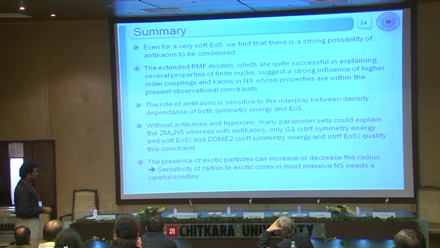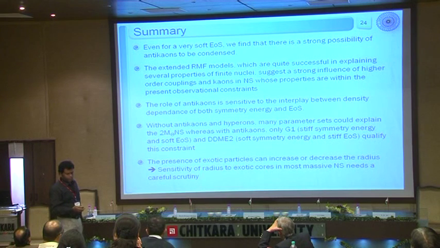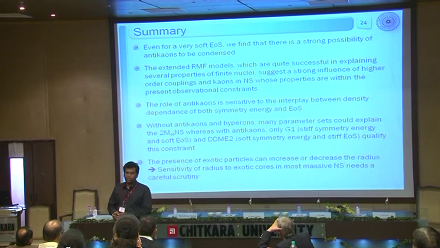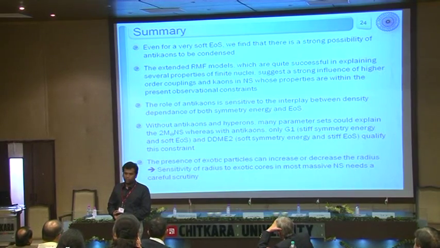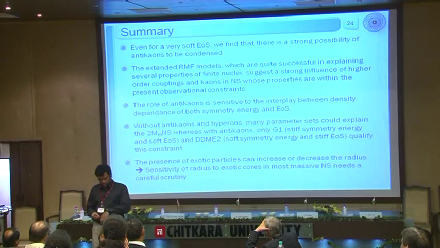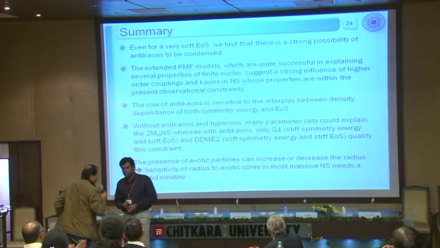So the presence of exotic particles can increase or decrease the radius of the neutron star. So the sensitivity of the radius of such massive neutron stars maybe requires careful scrutiny, whether we can infer something about the presence of exotic matter if we have accurate measurement of radius also for the maximum mass neutron stars.